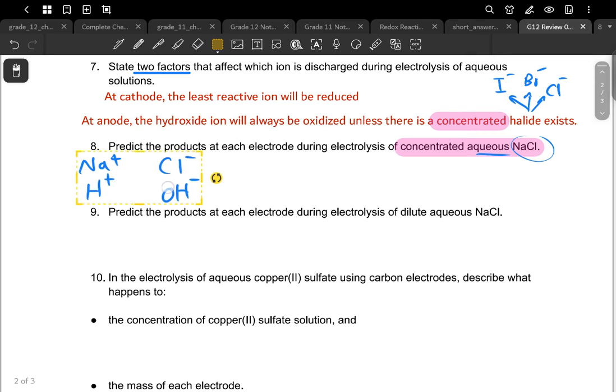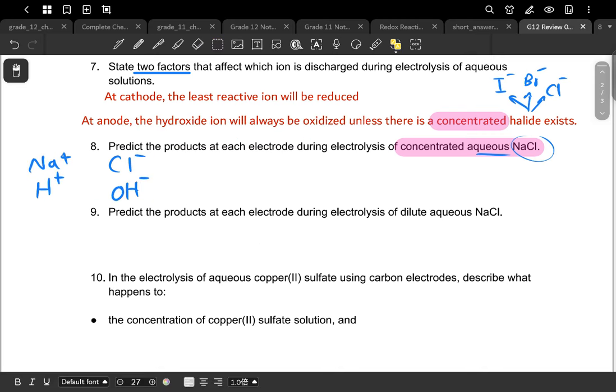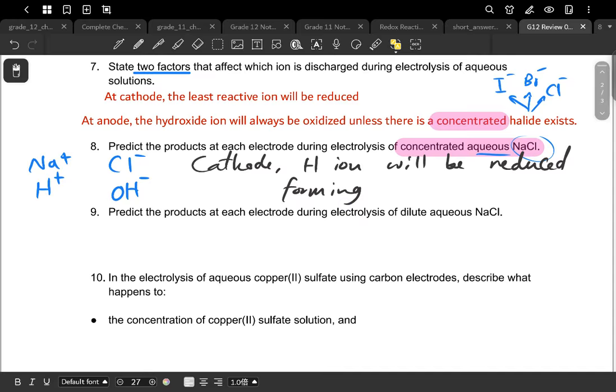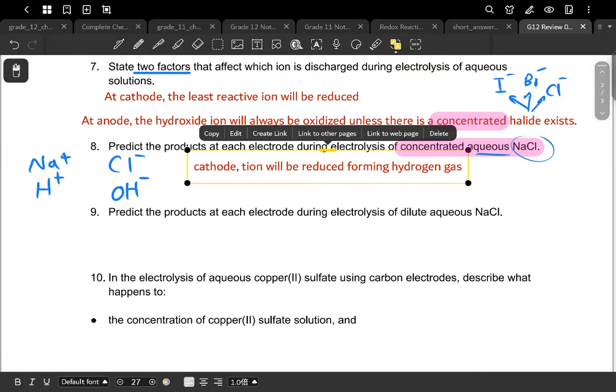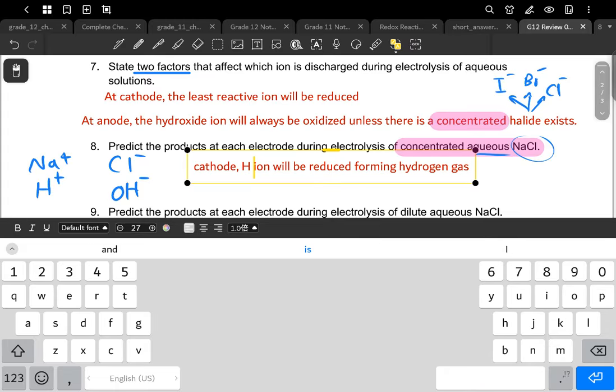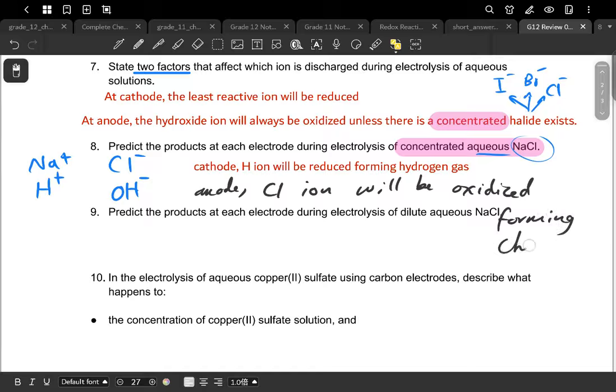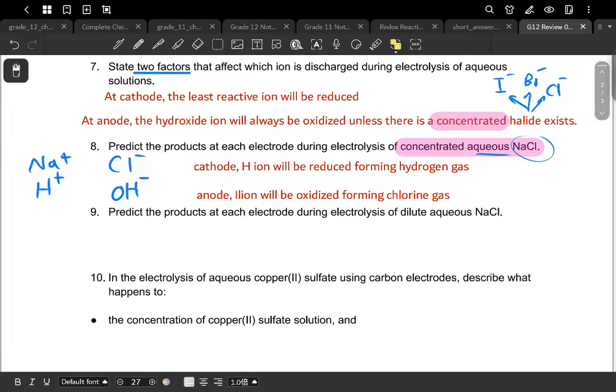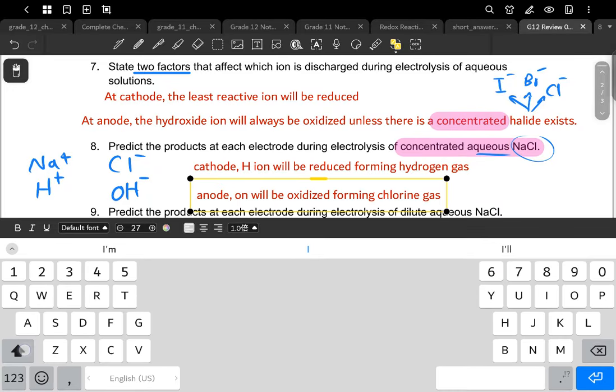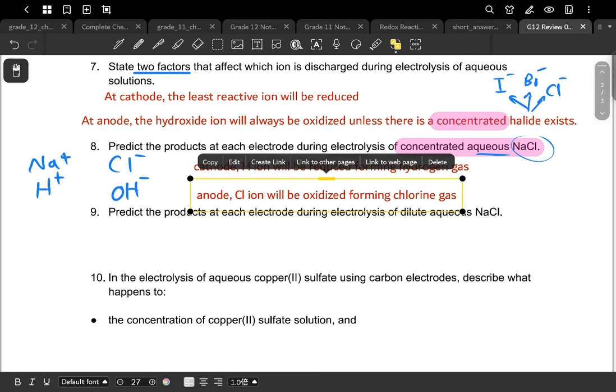So in this case, at each electrode, at the cathode, the hydrogen ion will be reduced, forming hydrogen gas, and at the anode, the chloride ion will be oxidized, forming chlorine gas.